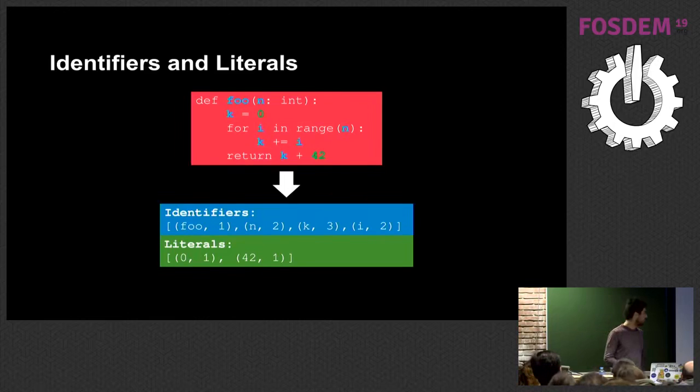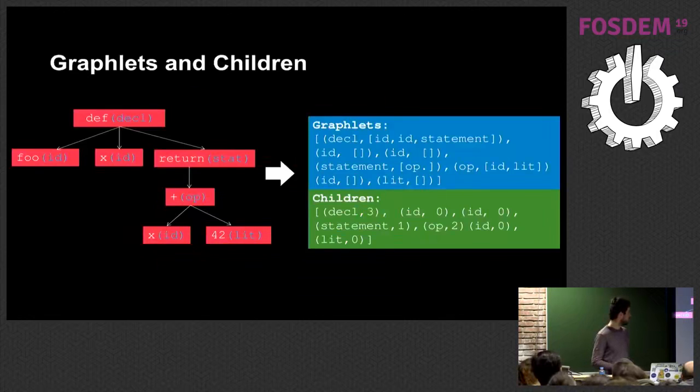For the structural features, we used 4 kinds. The 2 I'm going to talk about are graphlets and children. A graphlet in a graph is basically a given node as well as all its children. As you can see here, we don't actually care for the syntactical data. We don't care that the node is called def, foo, x, or return. We actually rely purely on the node's internal type. So here I showed you how we extract all the graphlets.